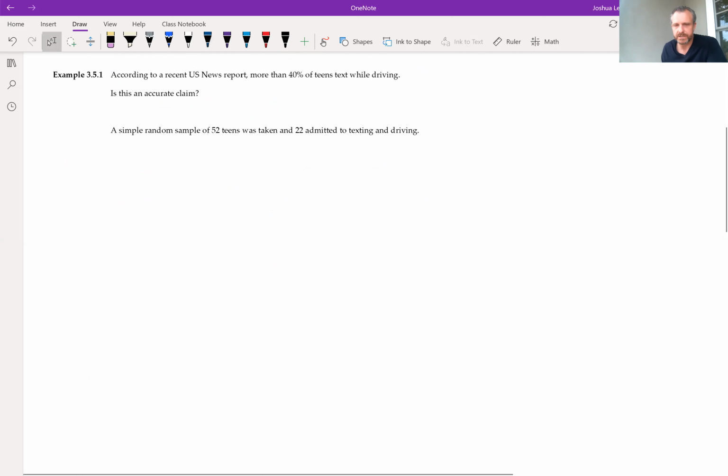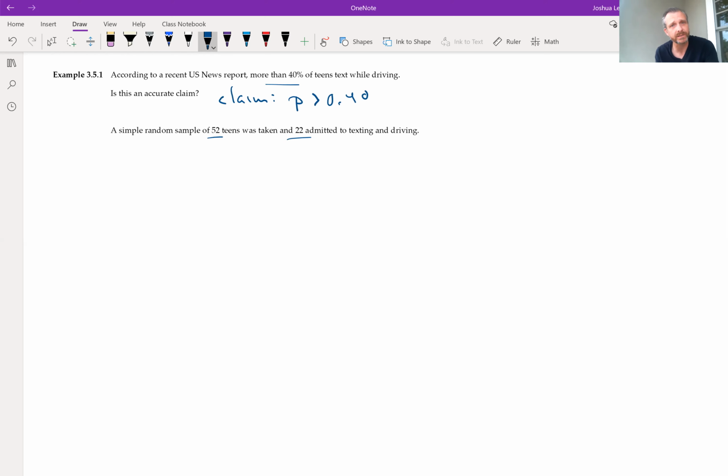According to a recent US news report, more than 40% of teens text while driving. That is a claim. In fact, I can mathematicize that claim. P greater than 0.40. Okay? Now, we need a simple random sample. We want to test this. A simple random sample was taken. It was found that out of those 52 teens, 22 admitted to texting and driving. Okay.